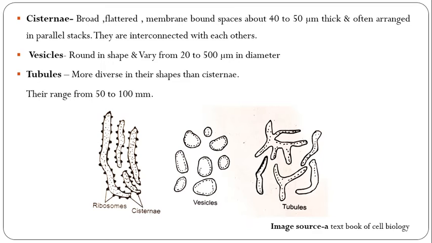So the three forms of endoplasmic reticulum may appear in a single cell at the same time or may appear at different times during the cell cycle.